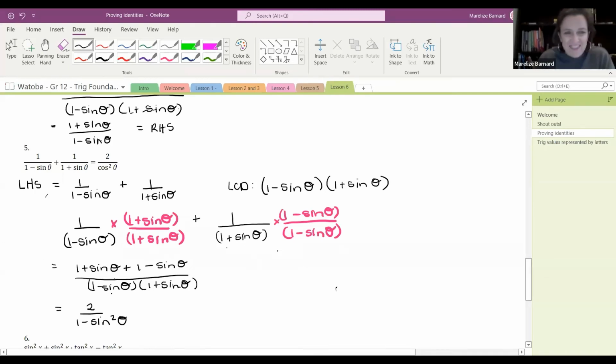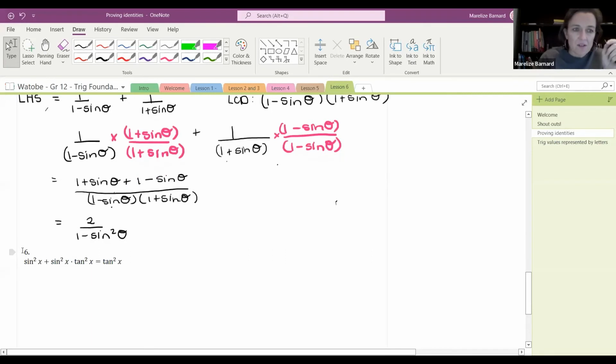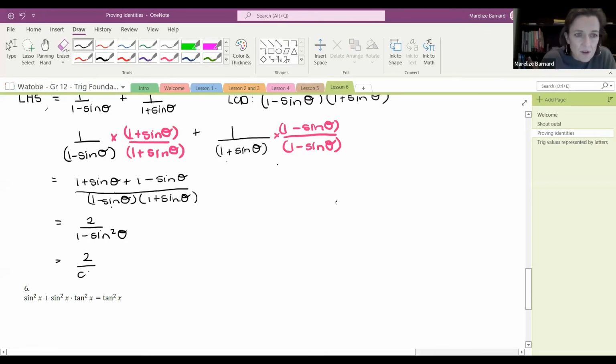Okay, so basically what we are doing, we are adding all the terms at the top. 1 plus 1 is 2. Sine theta minus sine theta is going to cancel. And 1 minus sine squared theta, remember from our identity, that is cos squared theta. So we can simplify that: 2 over cos squared theta, which is equal to the right-hand side. Yay! Great. Well done, everybody.